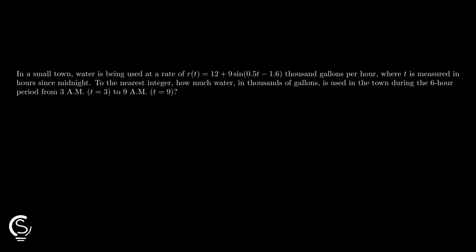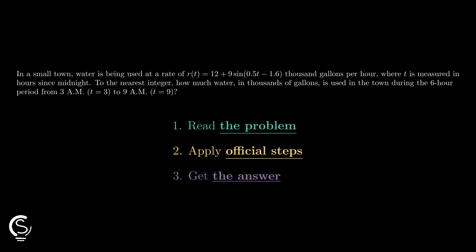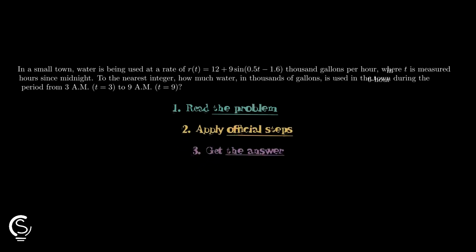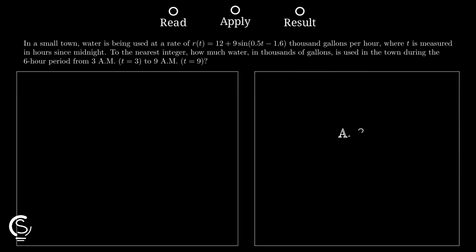I got your back. Water rate problems get easy fast when you translate the rate into total usage, and this one lands cleanly if you stay calm and integrate. Since the town uses water at a rate of R(t) thousand gallons per hour, total water from 3 to 9 is the integral of 12 plus 9 sine of the quantity.